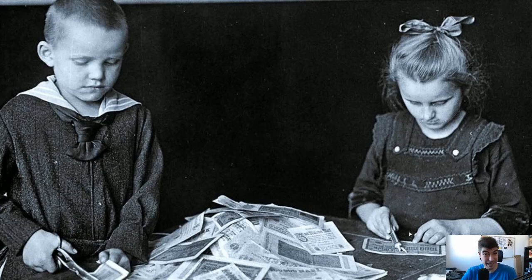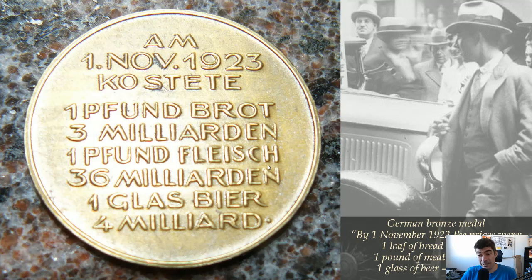And as you can see here in this medal, by the 1st of November of 1923, 1 slice of bread, 3 billion, 1 pound of meat, 36 billion, and 1 glass of beer, 4 billion, not billion like it's written here. This is a mistake. This is the worst period of the hyperinflation.